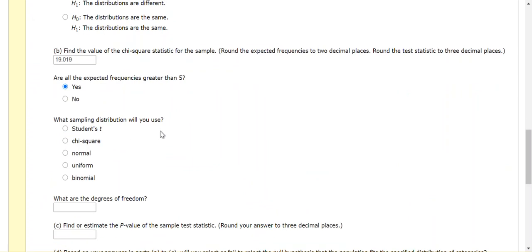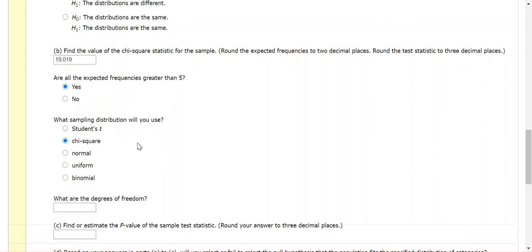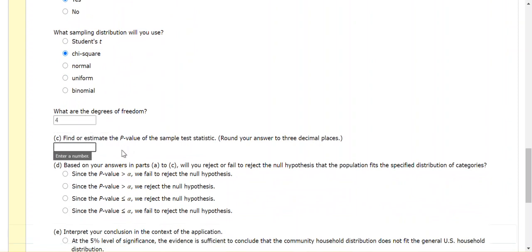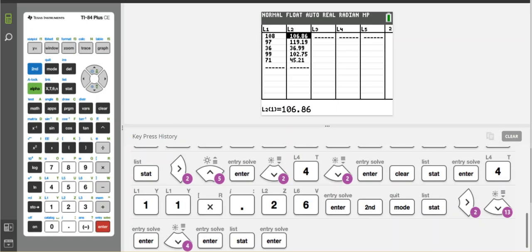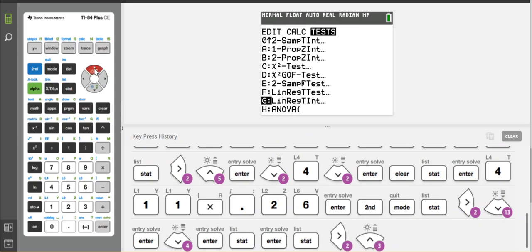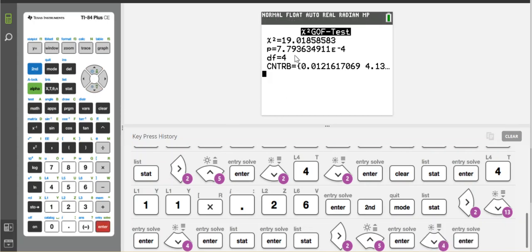And what sampling distribution will we use? We're going to use the chi-squared. We've already done it, but they're asking us in a funny order. The degrees of freedom are 4. And find or estimate the p-value. So when we ran our test, it told us that. And we're going to run it again, goodness of fit, and down to calculate. And it tells me this p-value.